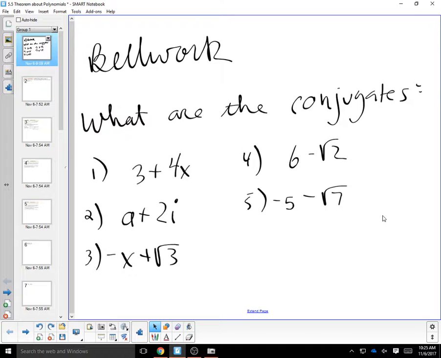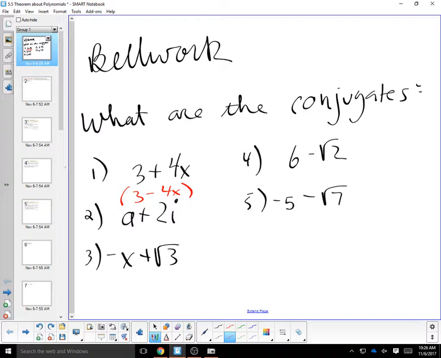Conjugates. What are conjugates, guys? You kind of have an idea, but just don't remember how to say it? A conjugate is kind of like, please don't say it's the opposite of something, because the opposite means you put a negative in front and you change all the signs. In a conjugate, the only thing that changes is the sign in the middle. So, the conjugate of 3 plus 4x would be 3 minus 4x.